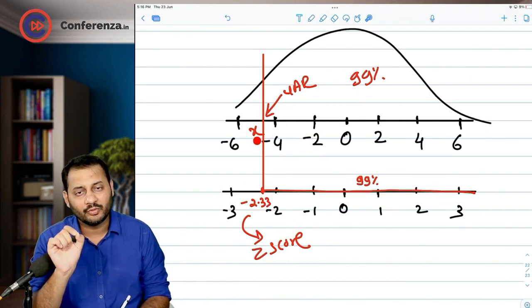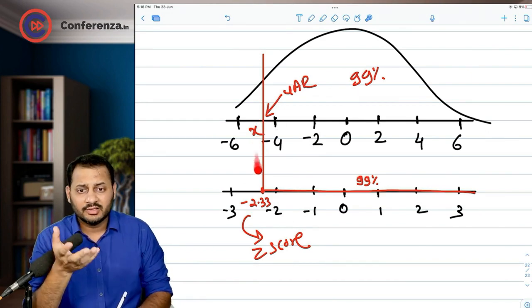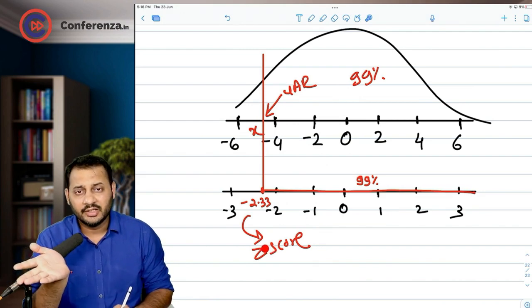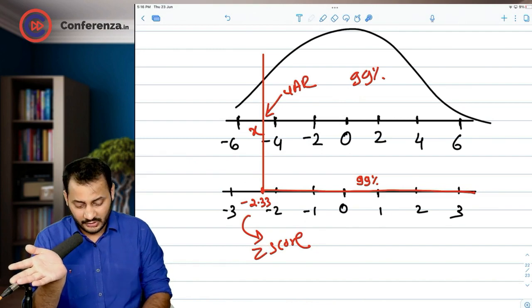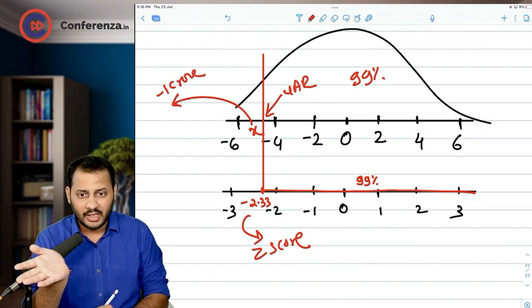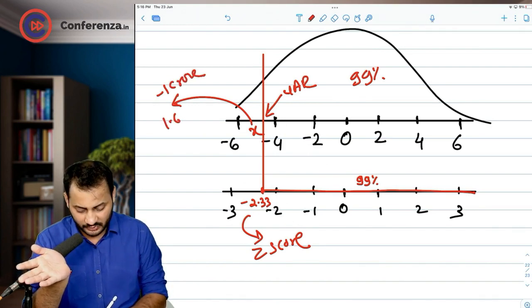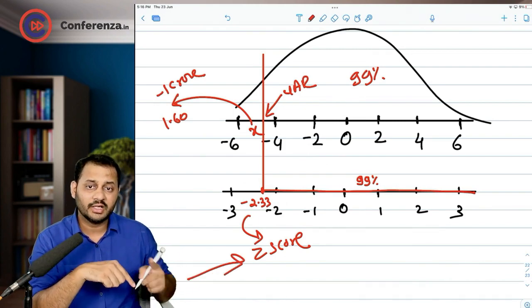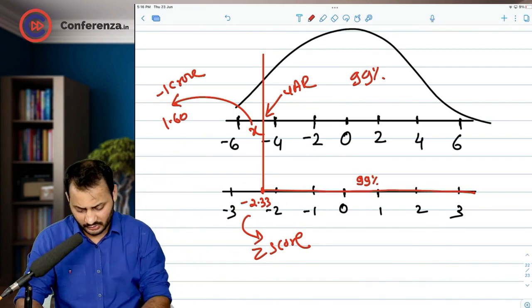And now we have to calculate this. If you remember, this is nothing but the same example that we have taken in the previous question. In that, our x was minus 1 crore, and standard deviation was 1.6 crore, and we had to calculate the z-score. But now the z-score is given and we have to calculate the VAR or x. Now let's do that.